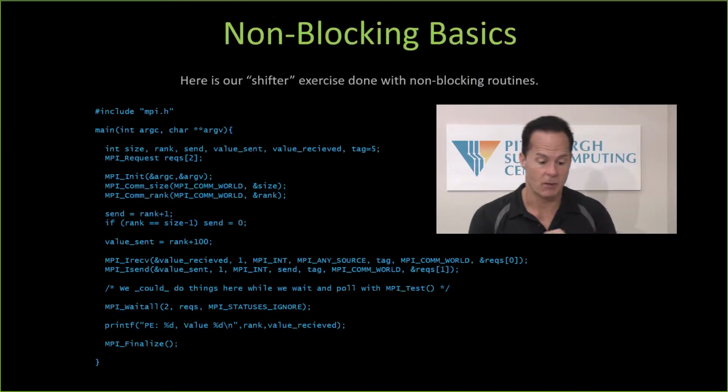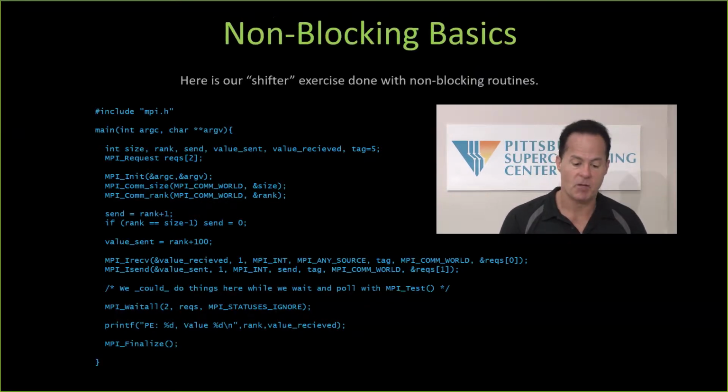So we have our shifter code, which we did with blocking routines previously, sends and receives. Here's how we could do it with non-blocking routines: instead of using send and receive, we just put in I receive and I send here. So in this case, each PE says I want to receive a message and I want to send a message, and I've intentionally put them in what you might think is a non-intuitive order, because it doesn't matter whether I try to receive or send.